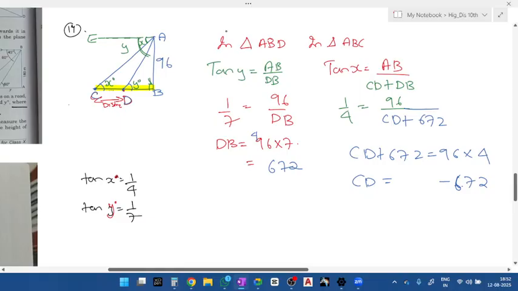So the answer is 288. Distance will not be negative, right? Distance should not be negative. So what's the answer? 288 meters. Even if you're getting it in meters, distance will not be negative. It has to be positive 288. Even the answer is 288, students. It's 288 in the textbook.